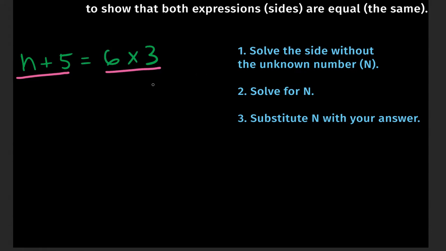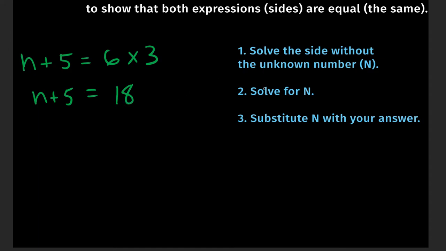Which side has the unknown number n on it? Is it n plus 5 or 6 times 3? Which side does not have n on it? Of course, the 6 times 3 side. So you have to solve that first. What is 6 times 3? Obviously, 6 times 3 is 18, and then just bring down everything else. Now our problem becomes n plus 5 equals 18.